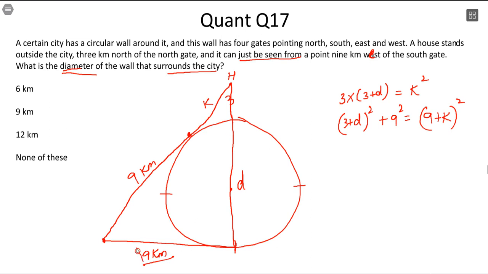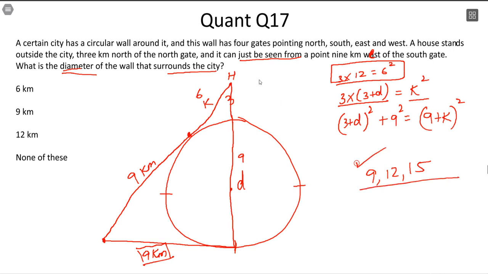Do you know of a Pythagorean triplet involving 9? I'm pretty sure all of us know. 9, 12 and 15. Simply put the values of d. If this side is 12, d would be 9 and k would be 6. Just see if this is valid. 3 into 3 plus 9, 12 is equal to 6 square. Yes, all conditions are being met, which means this is indeed the triangle getting created, which means the answer is option B, 9 kilometers. The diameter is 9.